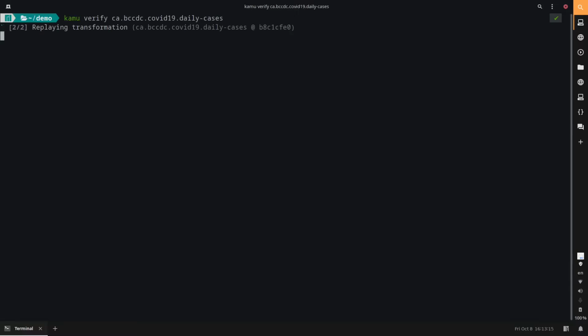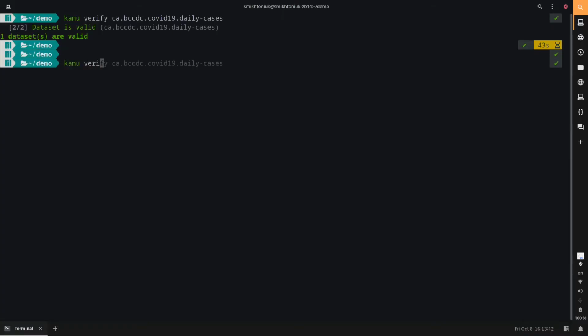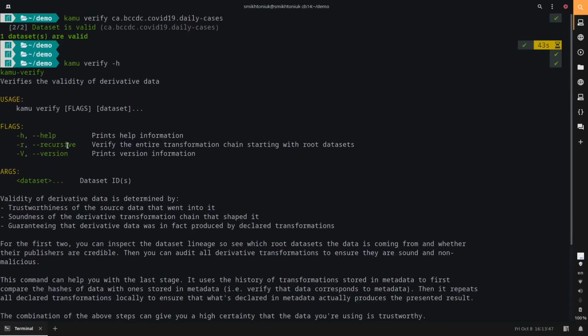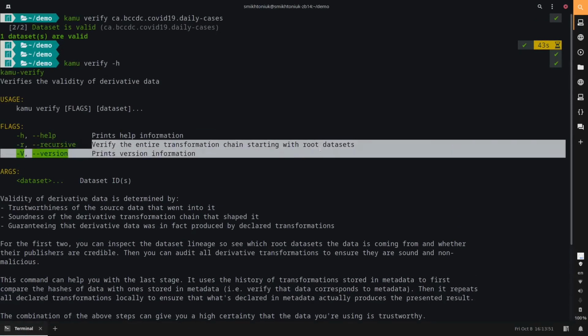The command will first verify the integrity of downloaded data by comparing the hashes to those stored in metadata. Next, it will replay the transformations locally to guarantee that the data was in fact produced by the declared queries. Using the recursive flag, this process can be performed on all upstream datasets in the chain with just one command.